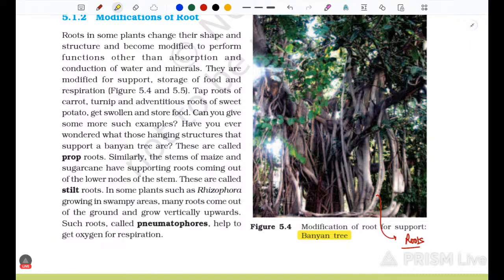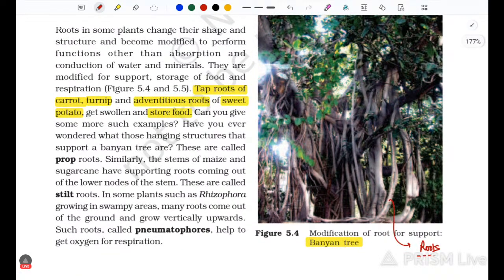So there are some examples like taproot of carrot and turnip and adventitious roots of sweet potato. They are actually swelled up to help for storage of food. So taproots of carrot, taproot of turnip, and adventitious root of sweet potato. If you focus on the first and last letters, things are going to be very easy for you. See here, this is taproot. T for tap, the taproot of carrot. T for turnip. And adventitious roots.